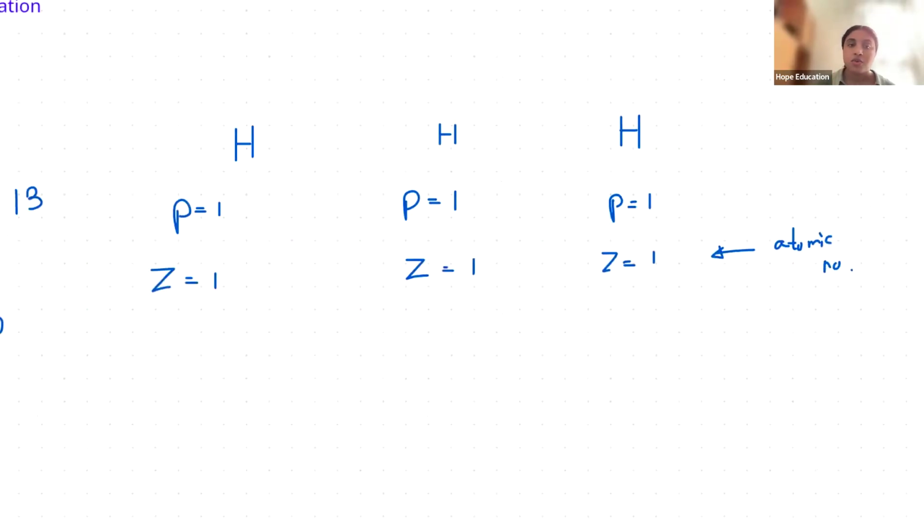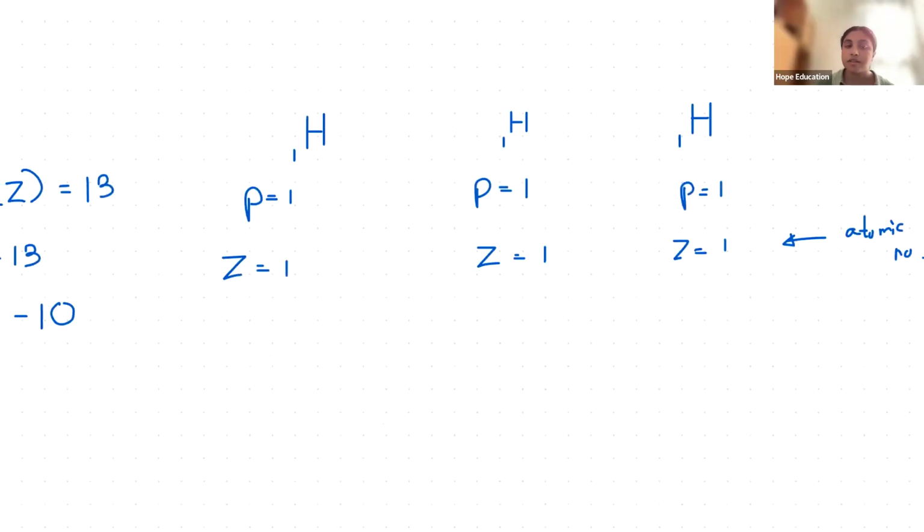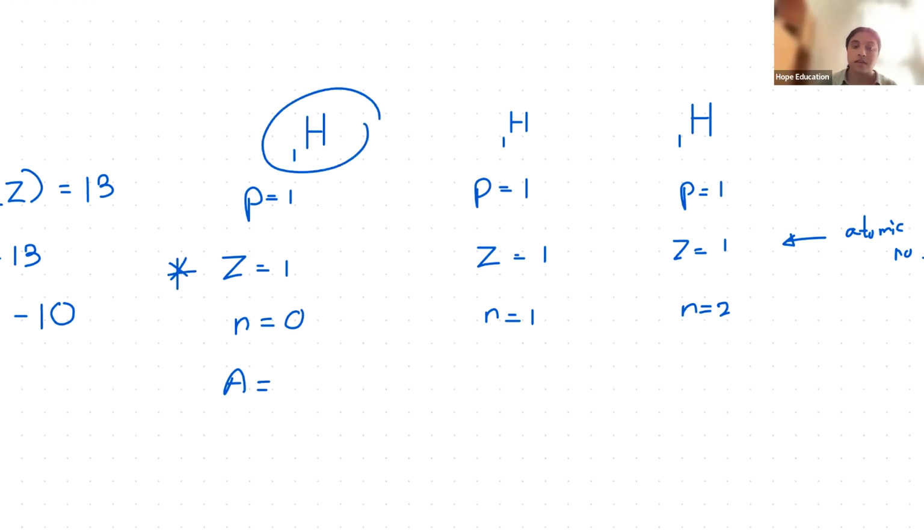Okay. So atomic number 1. So I put 1, 1, 1. However, the number of neutrons may be different. The first one has 0 neutrons, the second one has 1 neutron, and the third one has 2 neutrons. Then what can you say about the mass number? What can you say about the mass number of this? Yes. Mass number can be protons plus neutrons. So 1 plus 0 is 1.